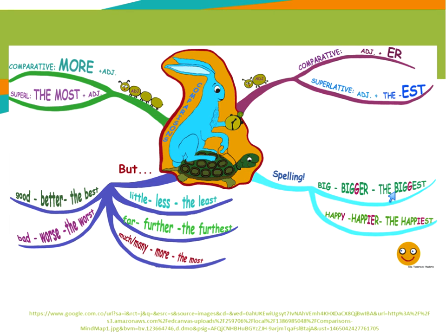When you have an adjective with a combination of consonant, vowel, consonant, you double the second consonant and add er. The biggest. Happy, happier, the happiest.